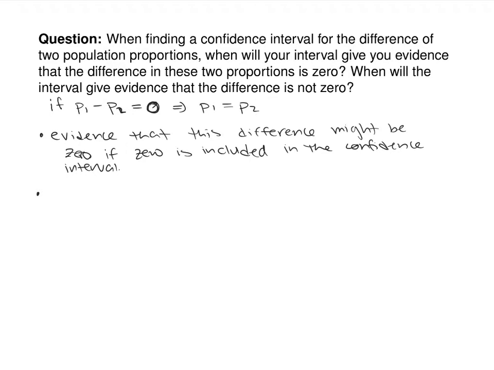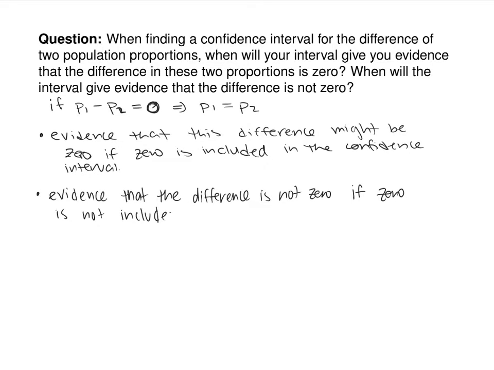And similarly, evidence that the difference is not 0 occurs when 0 is not in the interval. So evidence that the difference is not 0 if 0 is not included in the interval, like in the previous example. In that example, our interval went from 19.4% to 32.2%. 0 was not included, suggesting that those two population proportions are actually different.